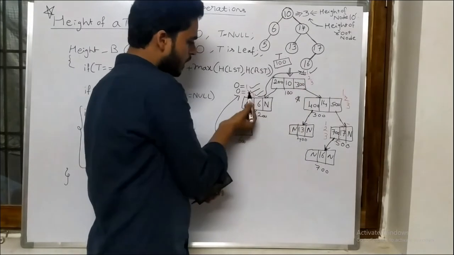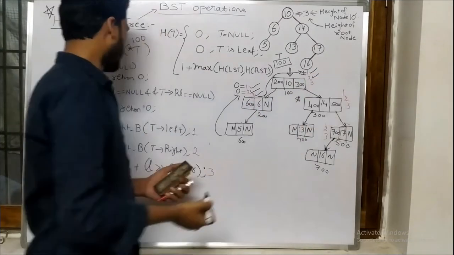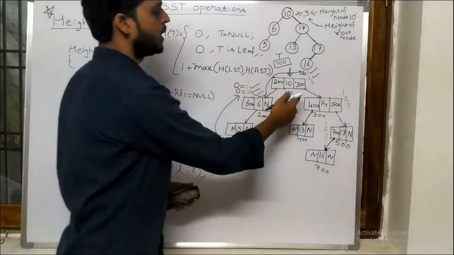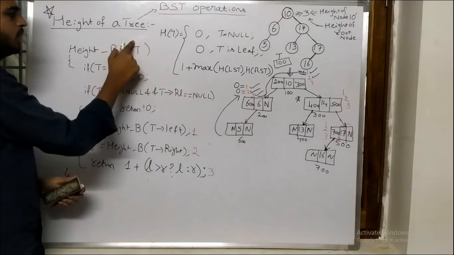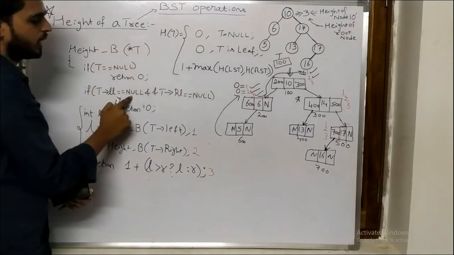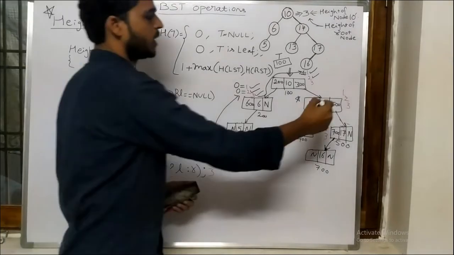Then after successful execution of these three statements, it is going to execute the second statement. What is the second statement? Height of T tends to right subtree, meaning that it is going to pass 300. Now 300 is null? No. 300 tends to left link is null? 300 tends to right link is null? No. Then it is going to execute once again the first statement.